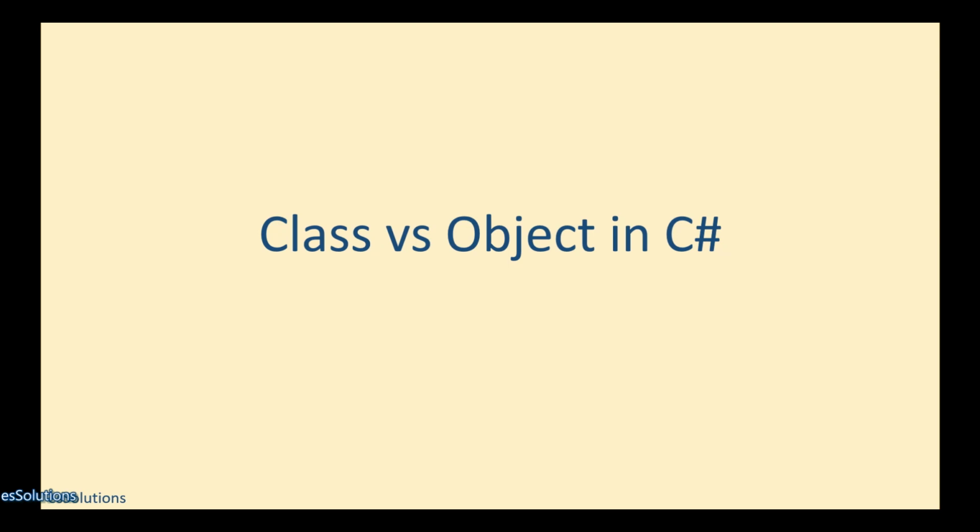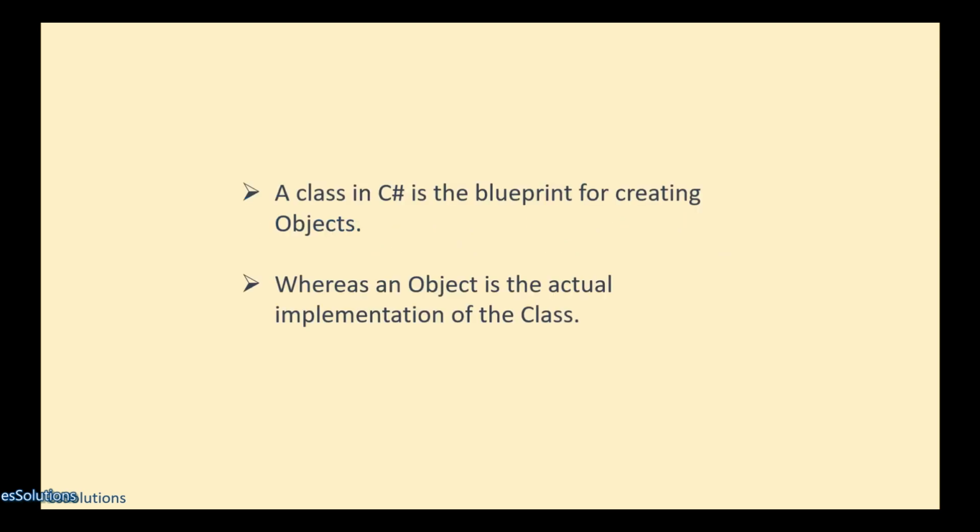Previously in this series, we looked at classes in C#. If you have not watched that, I do encourage you to do so. In this video, as I've said, we'll be looking at classes and objects in C#. A class in C# is a blueprint for creating objects. On the other side, an object is the actual implementation of that said class.